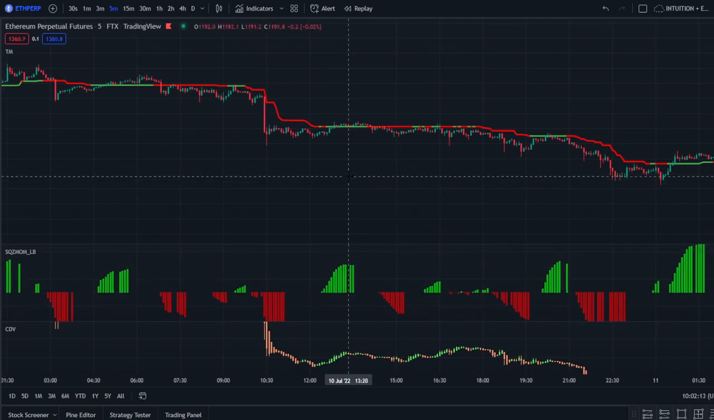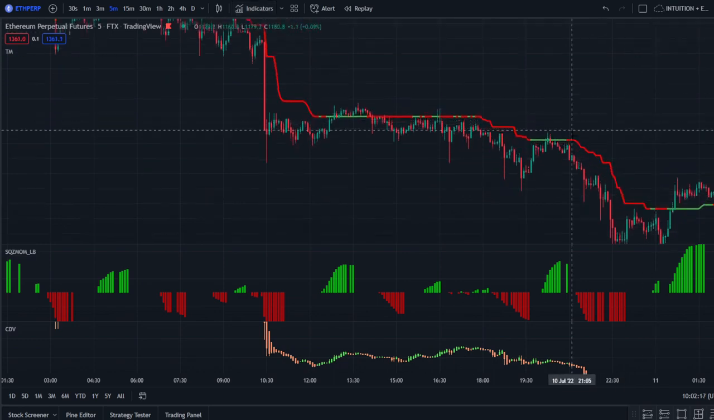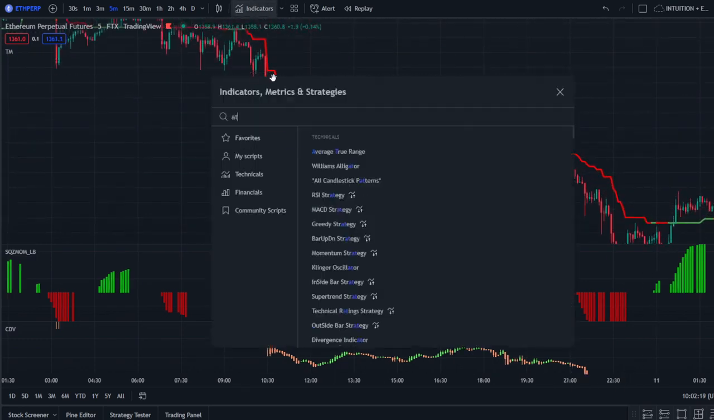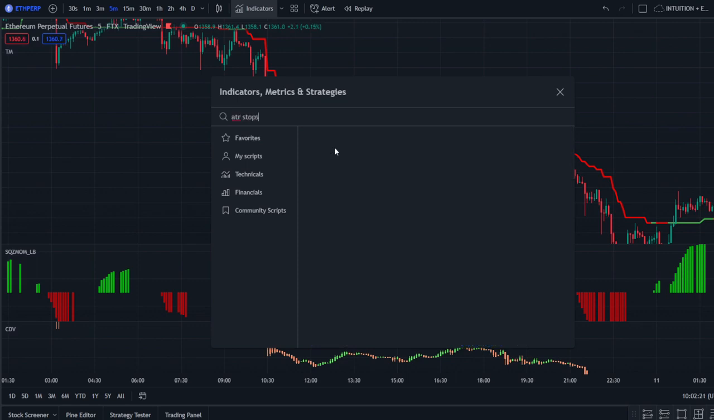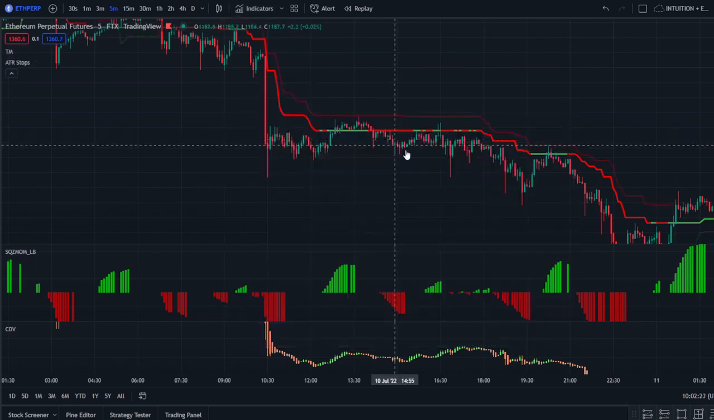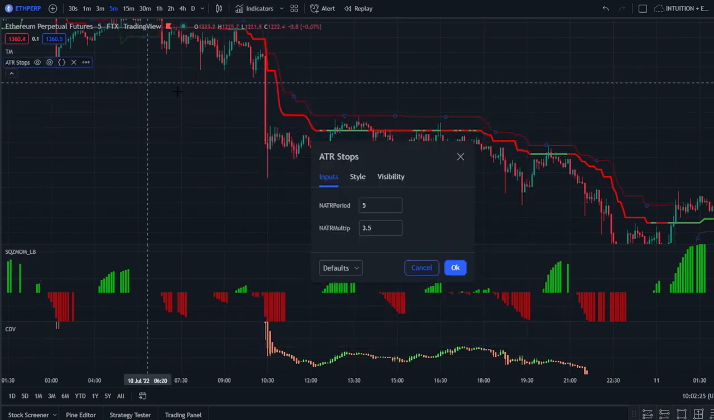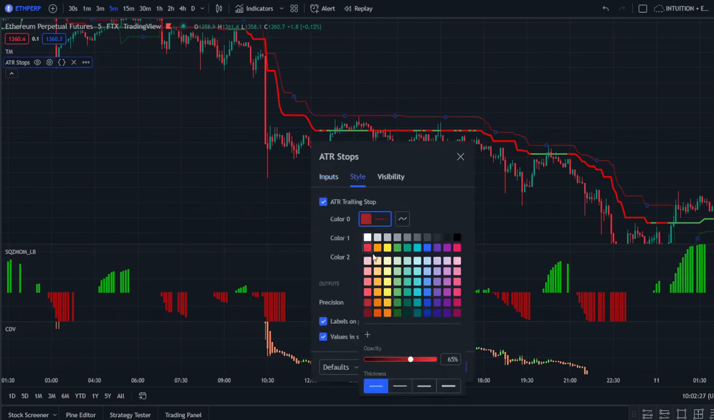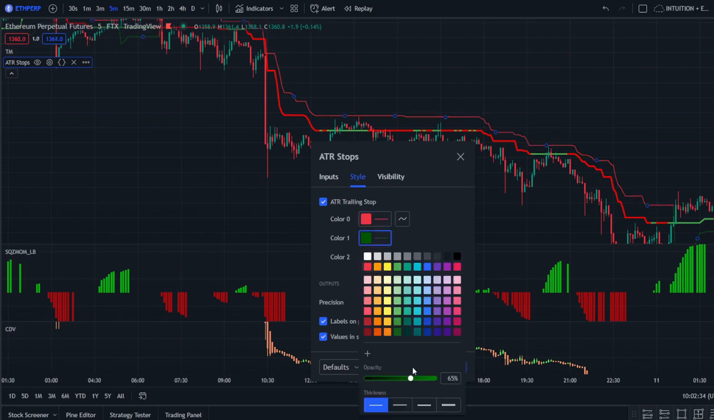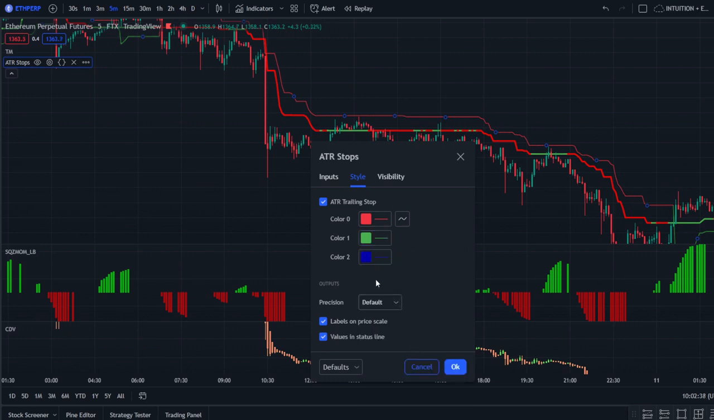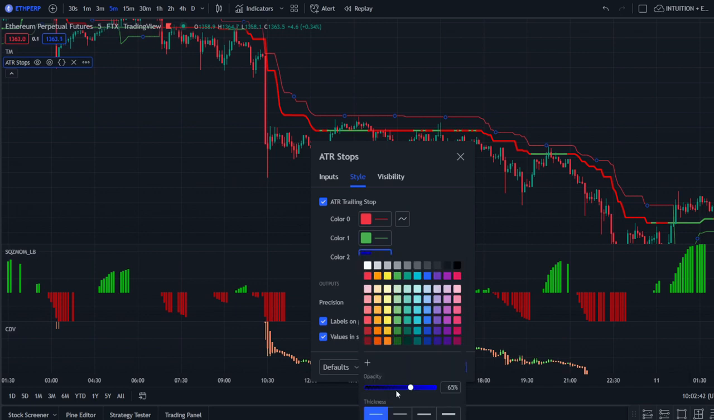The last indicator is just to let you know where to put your stop loss and your take profit. For this, I'm going to be using ATR stops. Click on that, and change the style so it's easier to see. Change it to green, light green, and that will be fine. For the color, you just remove it by making the opacity 0.